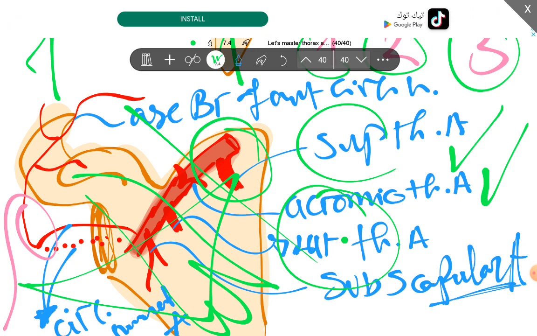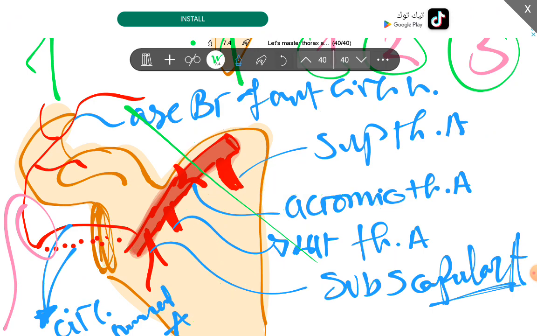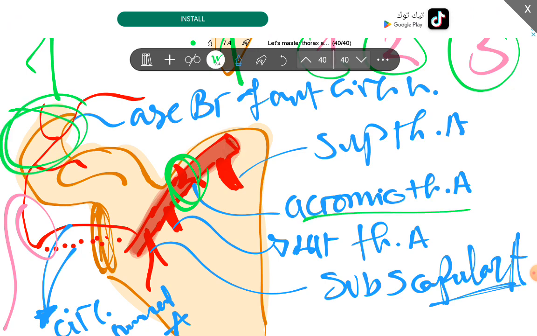And then we have the second part of the axillary artery. What does it give? That's so easy. First thing is the acromiothoracic artery. It genuinely gives 4 branches. Since it's called acromiothoracic, the first branch is to the acromion.